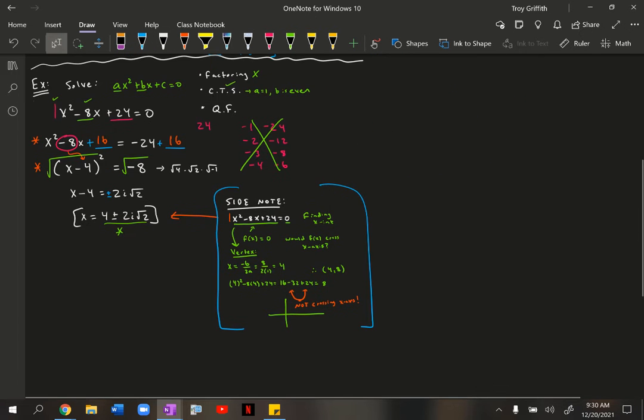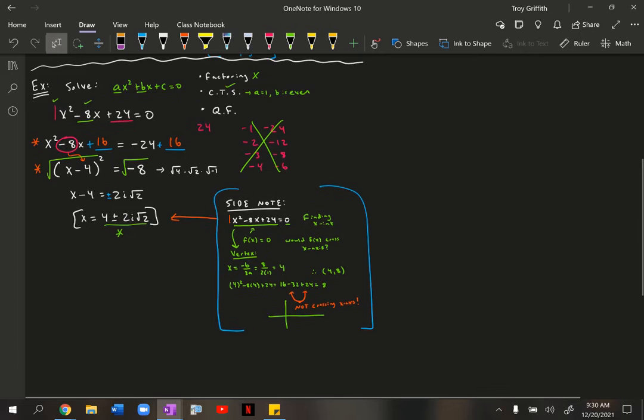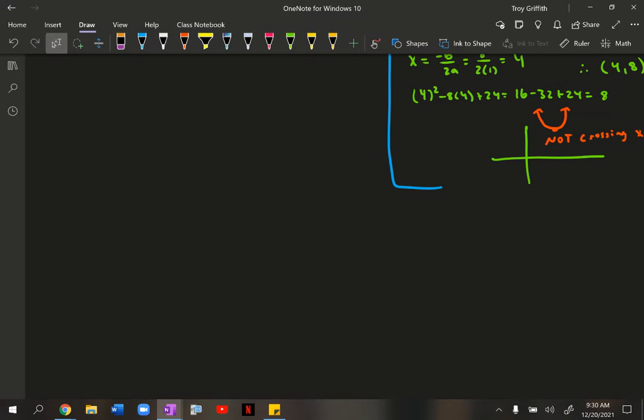So there is me using completing the square to help solve an equation. Again, we're not necessarily going to get imaginary answers on all of these, but if we do get something where there's a negative when we take the square root, then we know that our final answer is imaginary.